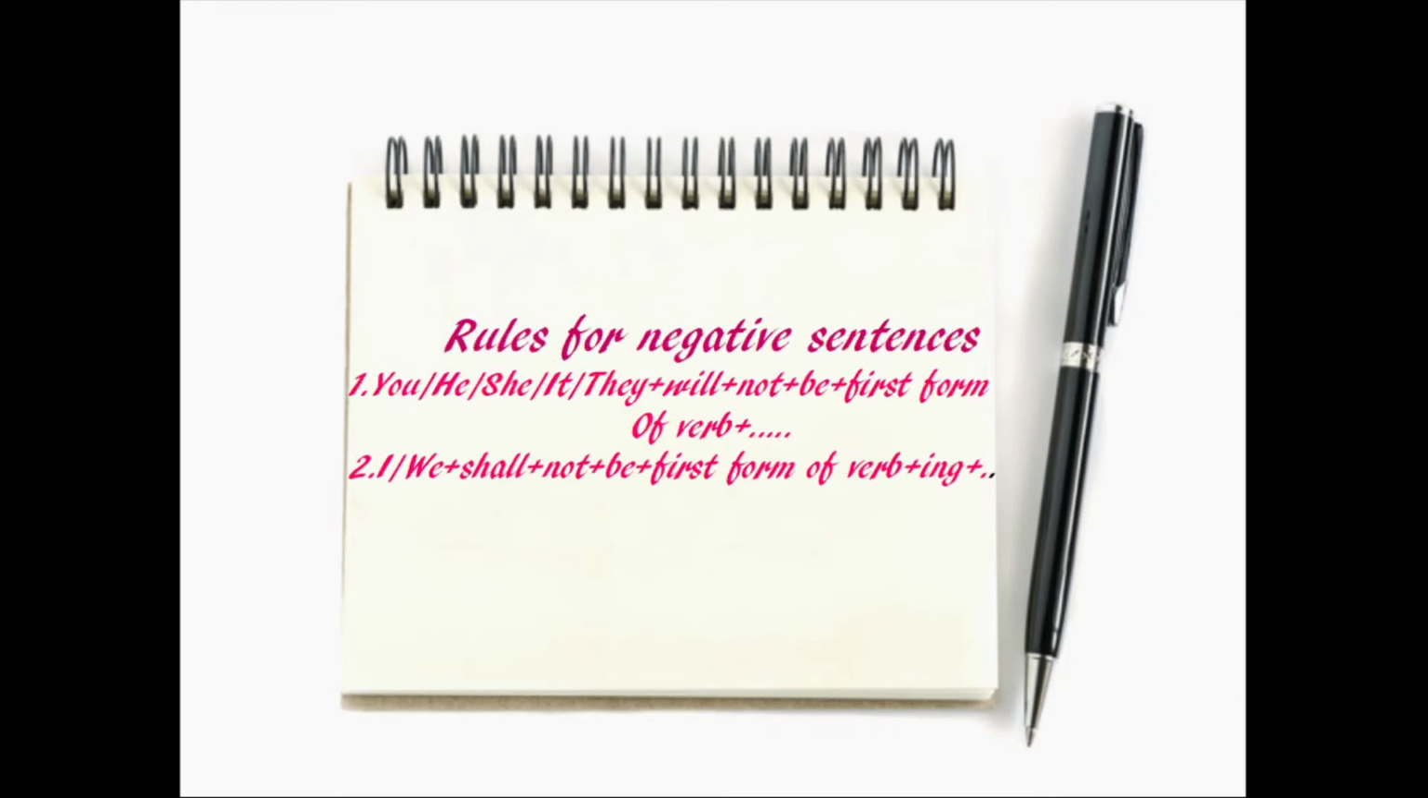Now here is the rule for negative sentences. First is you or he or she or it or they plus will plus not plus be plus the first form of verb plus the rest of the sentence. For example, they will not be studying in city college. So they will not be. Study is the first form of verb, but because it is future continuous, we have to add ing to it.